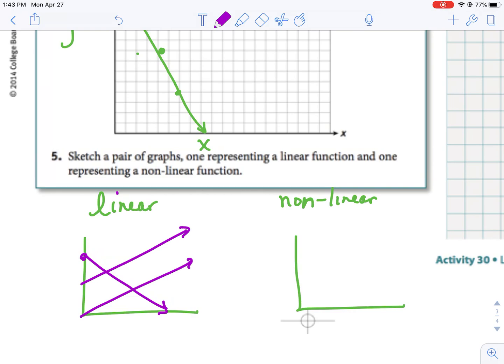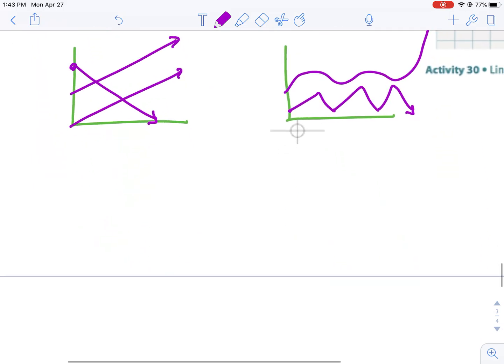Okay, nonlinear would be something that's curved. So, you could draw kind of a wave like that. You could draw something that goes up and down and up and down. It doesn't matter as long as it's not a straight line.